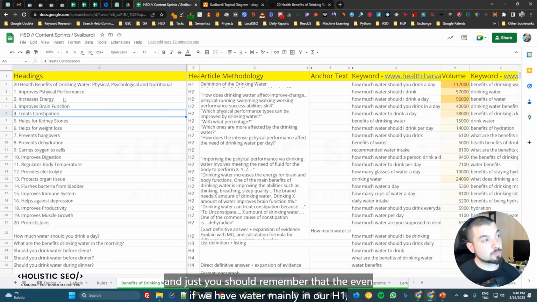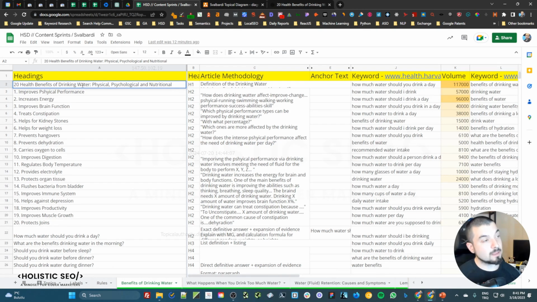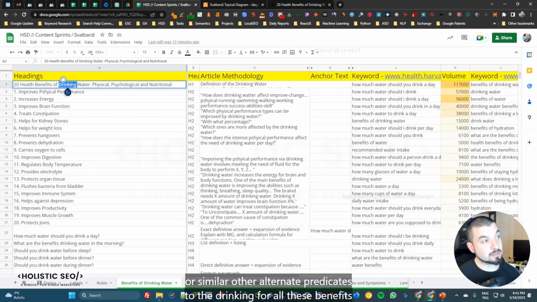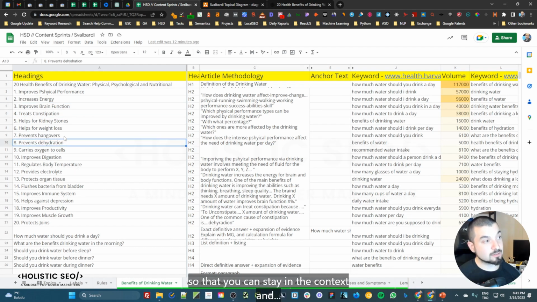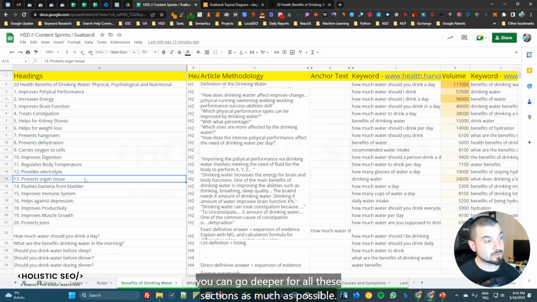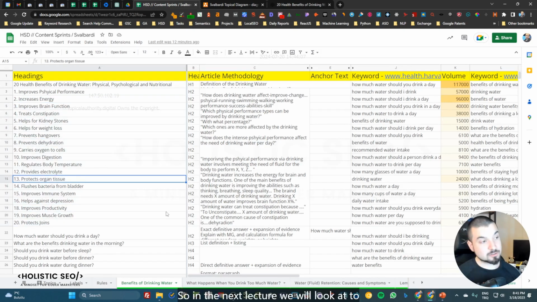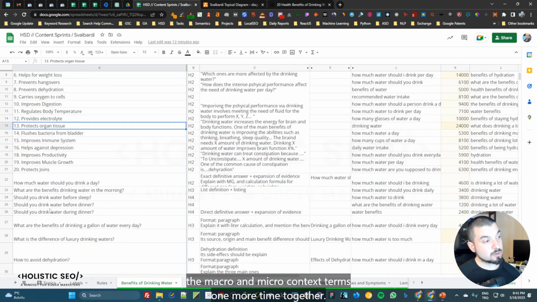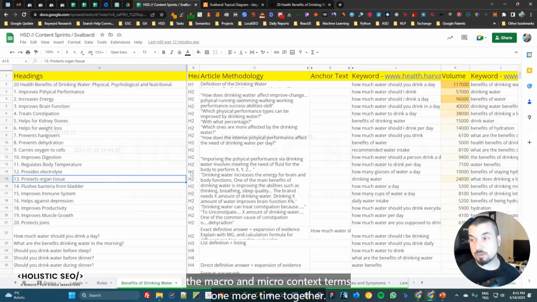And you should remember that even if we have water mainly in our H1, you will need to take the alternatives of water, or things similar to water, or alternate predicates to drinking for all these benefits, so that you can stay in the context and go deeper for all these sections as much as possible. So in the next lecture, we will look at the macro and micro context terms one more time together. Thank you.